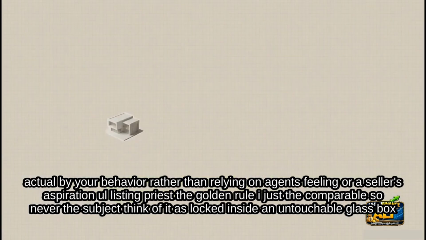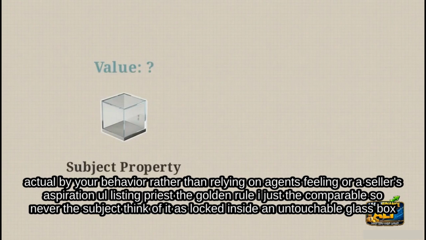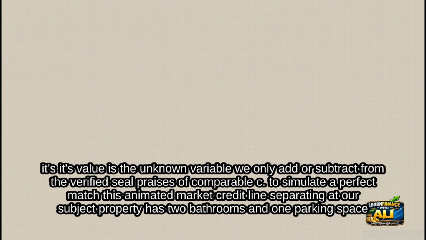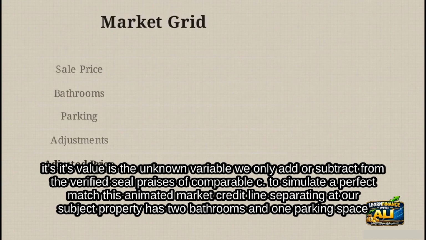The golden rule: adjust the comparables, never the subject. Think of it as locked inside an untouchable glass box. Since its value is the unknown variable, we only add or subtract from the verified sale prices of comparables to simulate a perfect match. This animated market grid lines up our data.